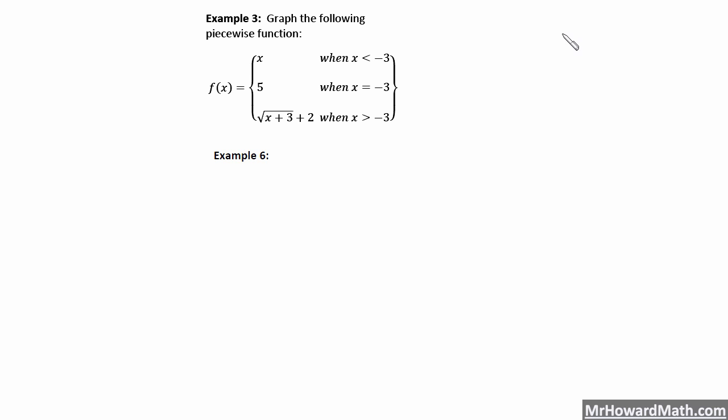We will just draw a coordinate plane here, like this, and we can label our x and y axis, just like that, and then we just start graphing the pieces.